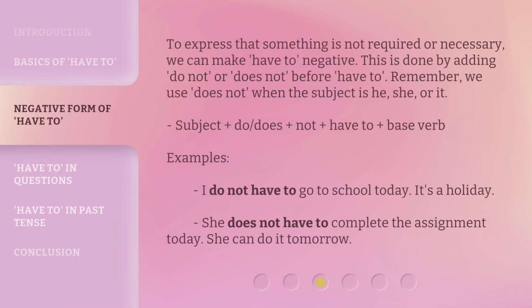To express that something is not required or necessary, we can make have to negative. This is done by adding do not or does not before have to. Remember, we use does not when the subject is he, she, or it. Subject plus do or does plus not plus have to plus base verb. Examples: I do not have to go to school today. It's a holiday. She does not have to complete the assignment today. She can do it tomorrow.